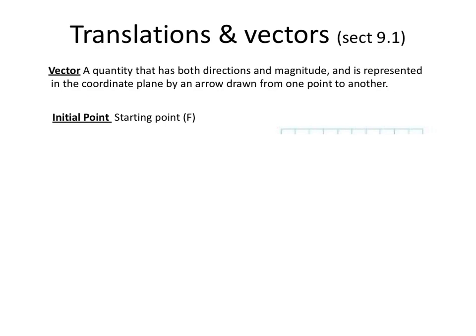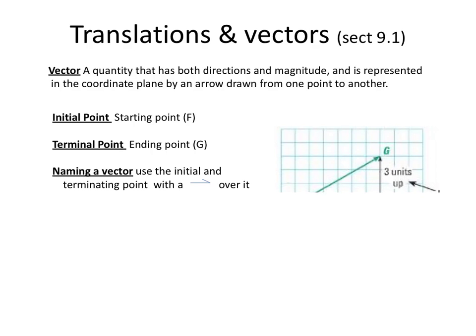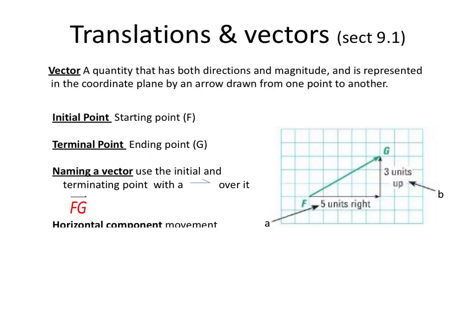The initial point that I start at is the starting point. The terminating point is the ending point. To name a vector, you use the initial and the terminating point. So point F right here, this is my initial point.